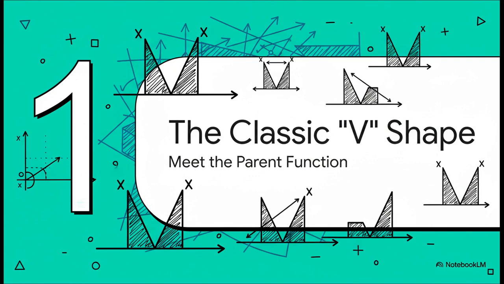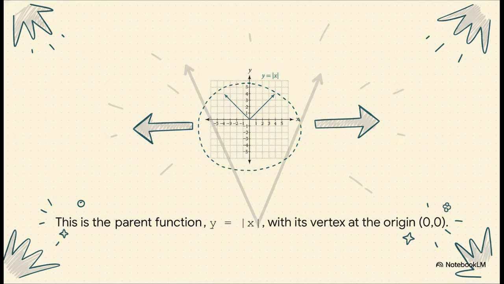You see, every single absolute value graph you will ever encounter is just a tweaked version of one original, fundamental graph. So let's meet our starting point, the parent function. And here she is, simple, elegant, perfectly symmetrical. This is y equals |x|. That sharp point at the bottom, right there at the origin, (0, 0), that's called the vertex. Think of this as our home base. Every change we make from here on out is just going to be a transformation of this one single shape.